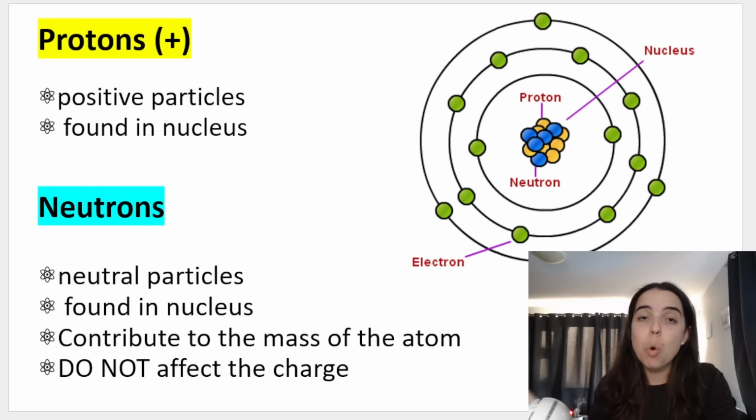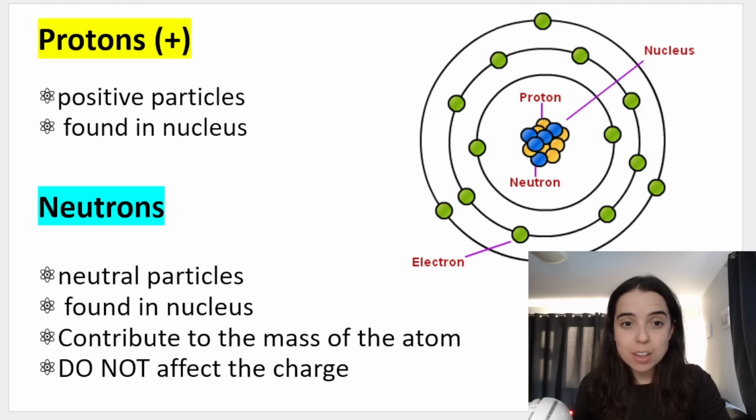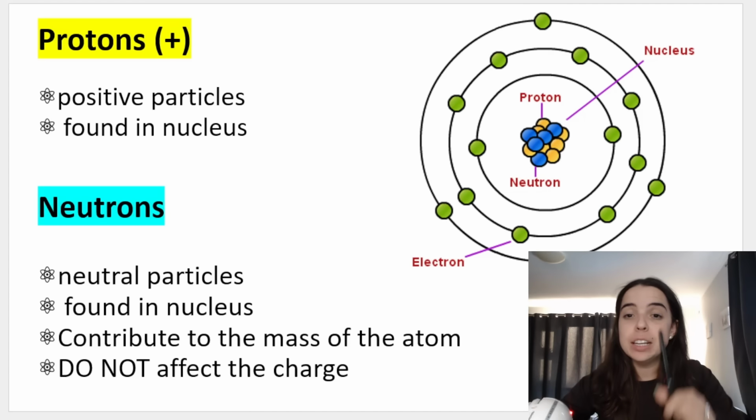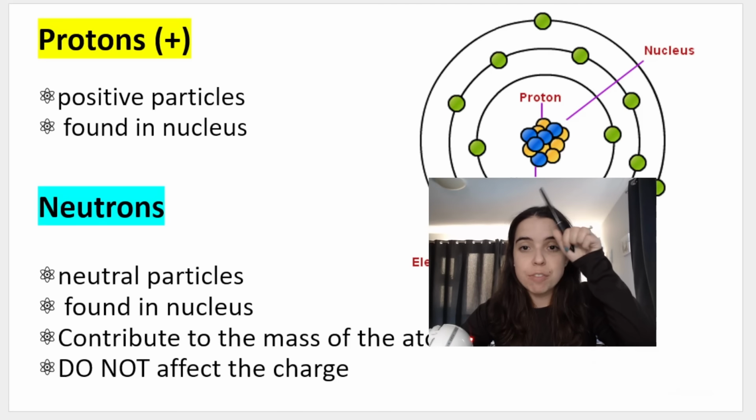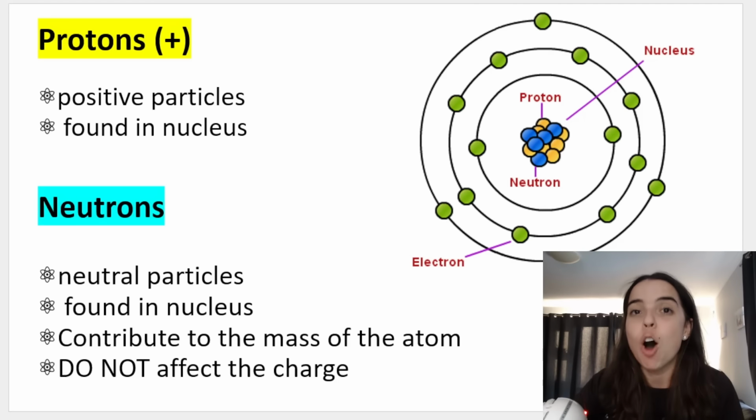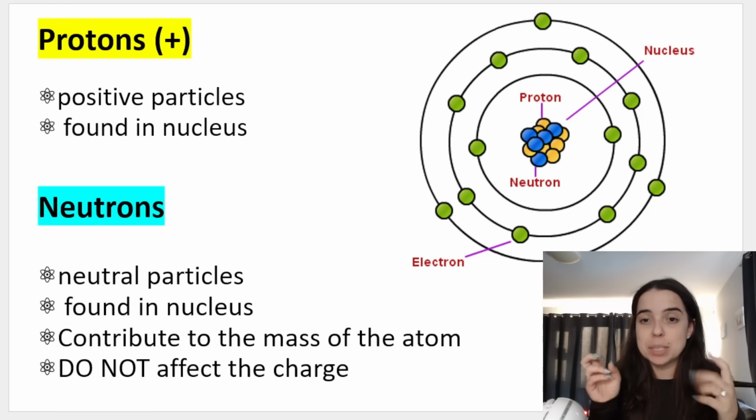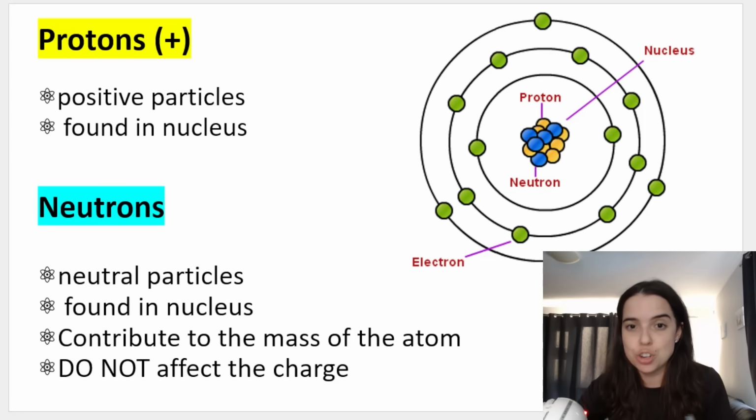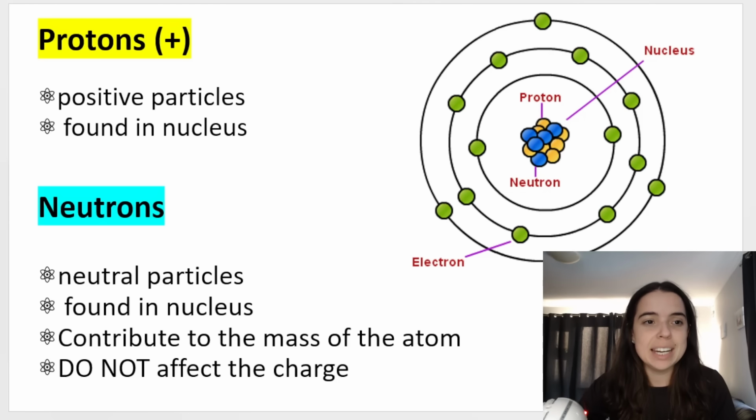Now, I hope you can recall that the neutrons are the neutral particles. They're found in the nucleus. You can see over here, the neutrons are found in there in the nucleus, and they contribute to the mass of the atom. So the more neutrons, the higher the relative atomic mass, the heavier the atom is, the greater the mass. It doesn't affect the charge though. Now, this is very important, leading on to isotopes and leading on to relative atomic mass.